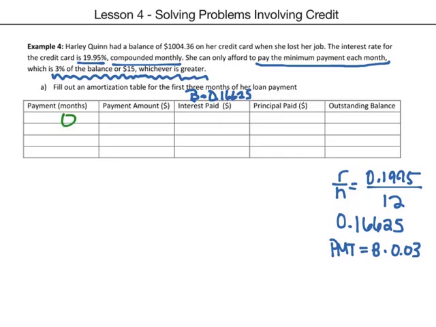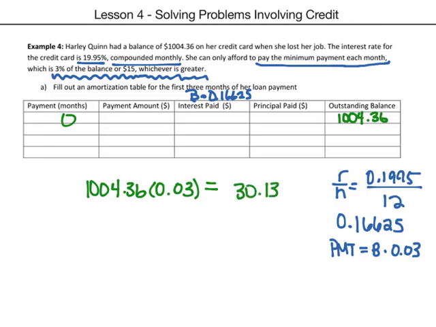So at 0 months, she owes $1,004.36. So we take $1,004.36 and we're going to times it by 0.03 and we get 30.13. Because that's bigger than $15, that's what her payment's going to be. So after the first month, her payment is going to be $30.13.